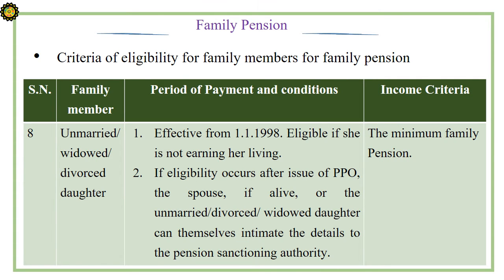Unmarried, widowed or divorced daughter. Period of payment and conditions. Effective from 1st January 1998. Eligible if she is not earning her living. If eligibility occurs after issue of PPO, the spouse, if alive, or the unmarried or divorced or widowed daughter can themselves intimate the details to the pension sanctioning authority.